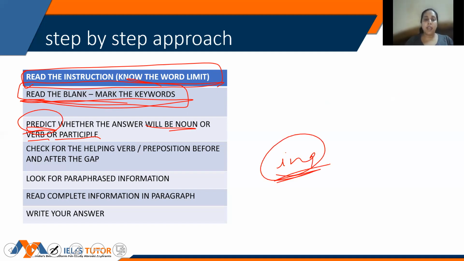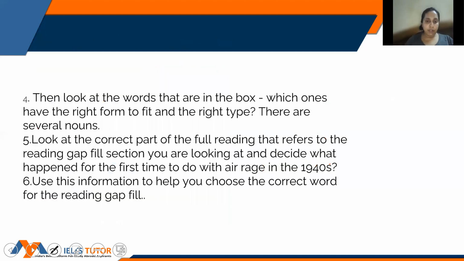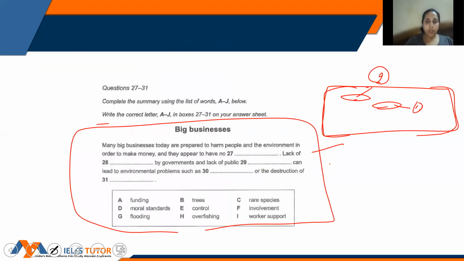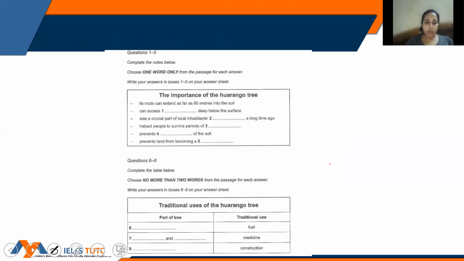ing फॉर्म में आ सकता है, नाउन हो सकता है कि वर्ब हो सकता है, राइट? फॉर एग्जांपल, इफ आई रीड दिस, not this is the other question. Now here, part of tree. So मुझे पता है यहाँ पे किसी पार्ट की बात करेंगे, right? Can access dash deep below the surface. So what could be here? It could be something, excess of something, right? So it could be a noun. It will not be an action, right?